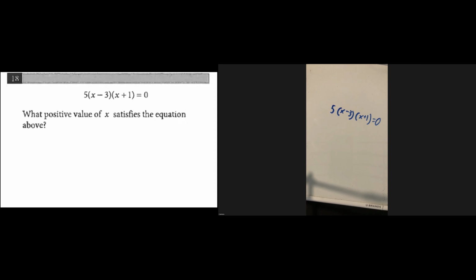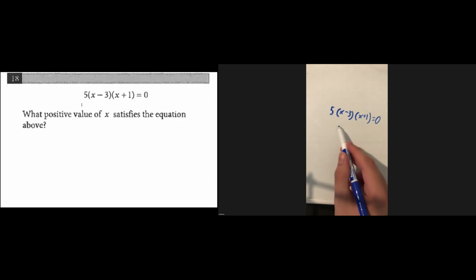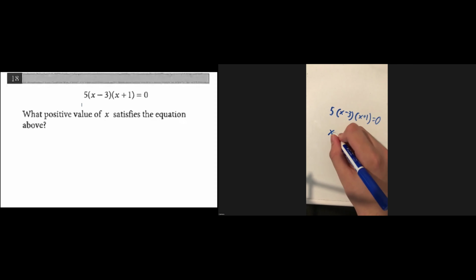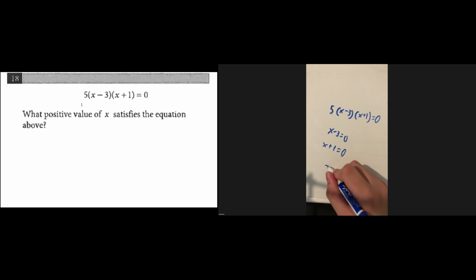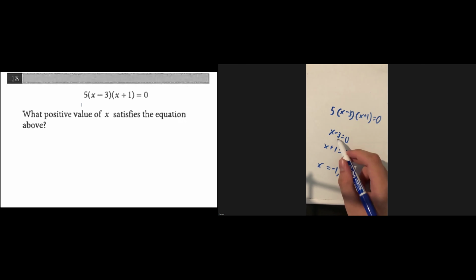Okay, so for question 18, it says, what positive value of x satisfies the equation above? Well, the equation is 5 times x minus 3 times x plus 1 equals 0. For this to be true, one of these two parentheses has to equal 0. That means either x minus 3 equals 0 or x plus 1 equals 0. And so the two values of x are x equals -1 and x equals +3, because 3 minus 3 is 0 and -1 plus 1 is 0. And the positive value from these two is 3. So the correct answer is 3.